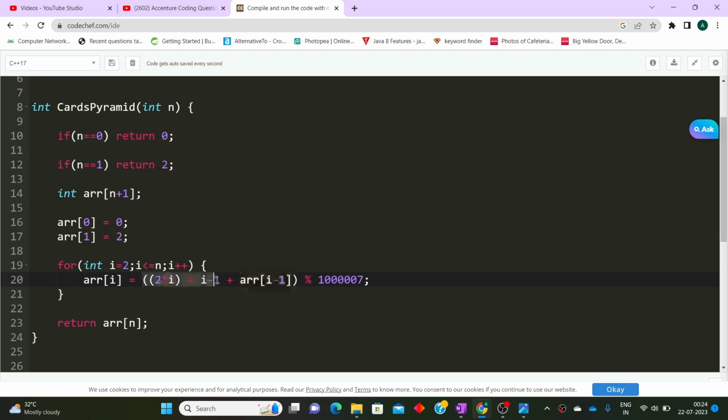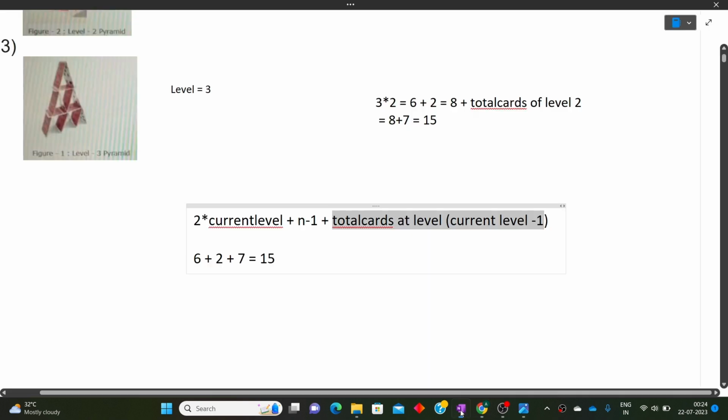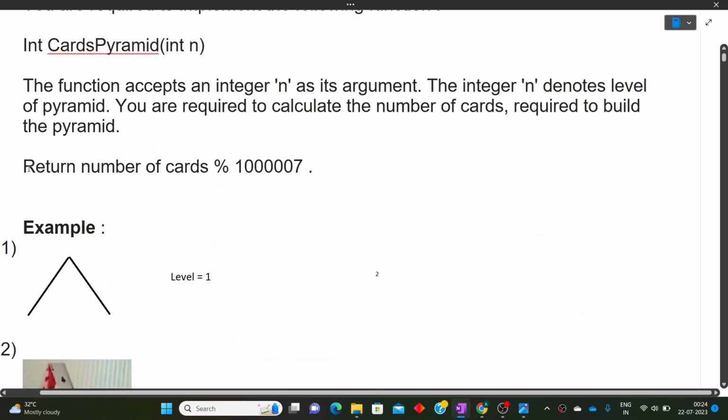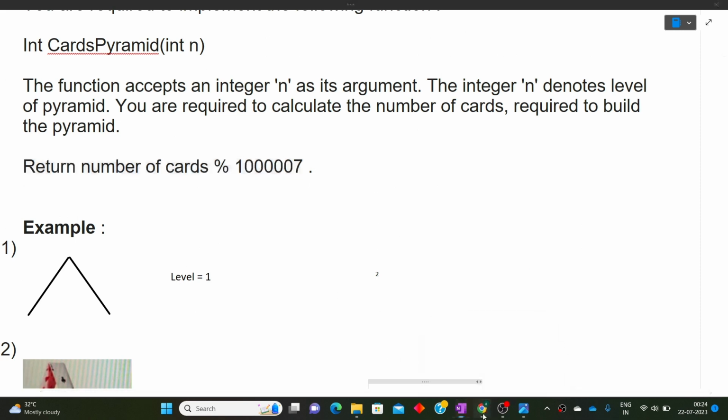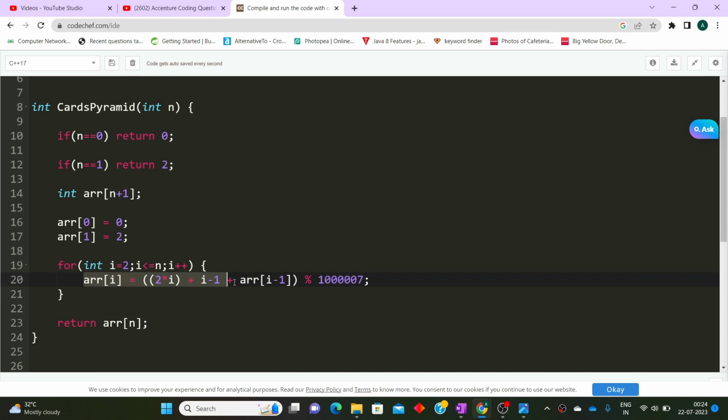So once we have done the total of it, we have to do mod of this value, because this particular thing is given in the question also, that you have to return the answer mod 10 to the power 9 plus 7. Okay, so using this we have found the total number of cards that are required for the ith level. Similarly, once the loop is over, the arr of n will contain the value of how many total number of cards are required for forming the pyramid at the nth level.